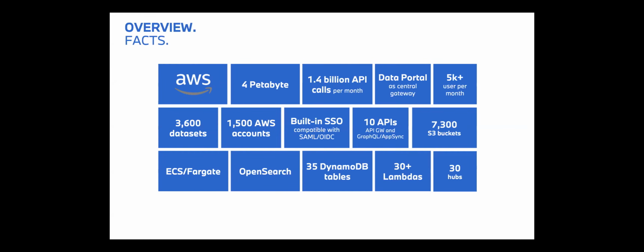And here on the next slide, you see an overview really of how our platform is structured today. So we are at the 4 petabyte at the moment, and we have our data portal as the central gateway. We have over 3,600 data sets and over 1,500 AWS accounts on our platform. And all of that is backed by our 10 APIs, which are powered by API Gateway and also GraphQL and AppSync. And of course, by all of the services available on the AWS platform.